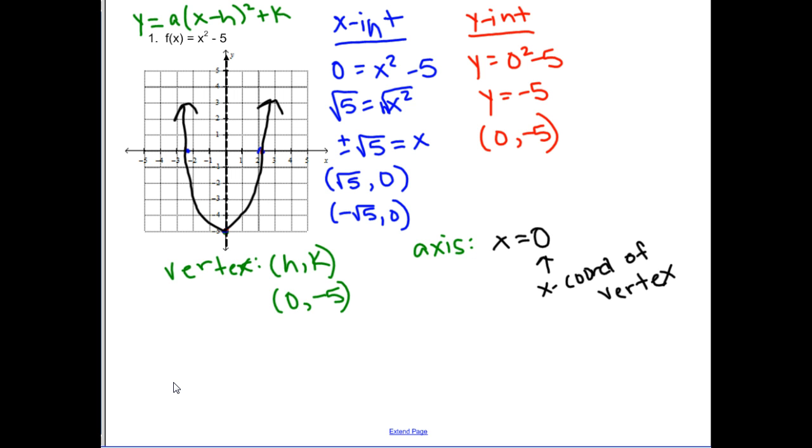Now the other question that we were asked was whether or not this thing had a maximum or a minimum. Since the parabola opens up, it's going to have a minimum and the minimum value is the y-coordinate of the vertex.